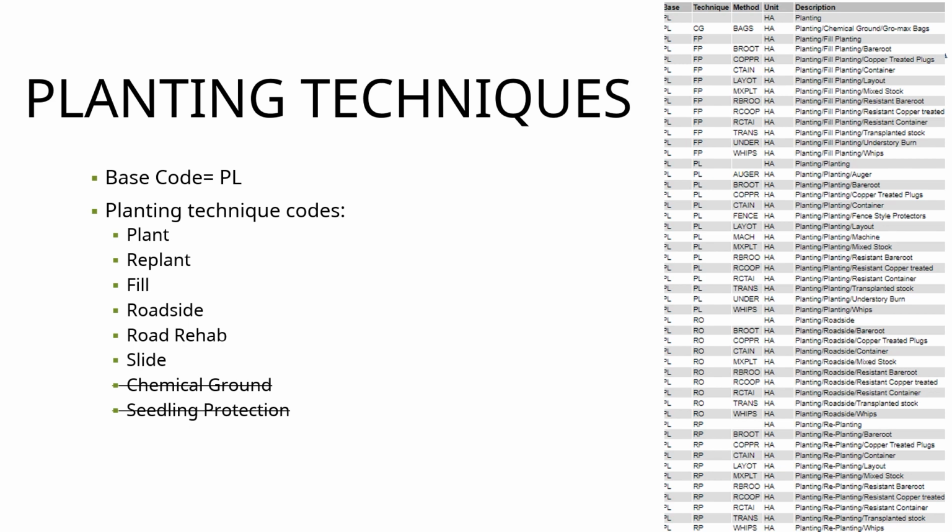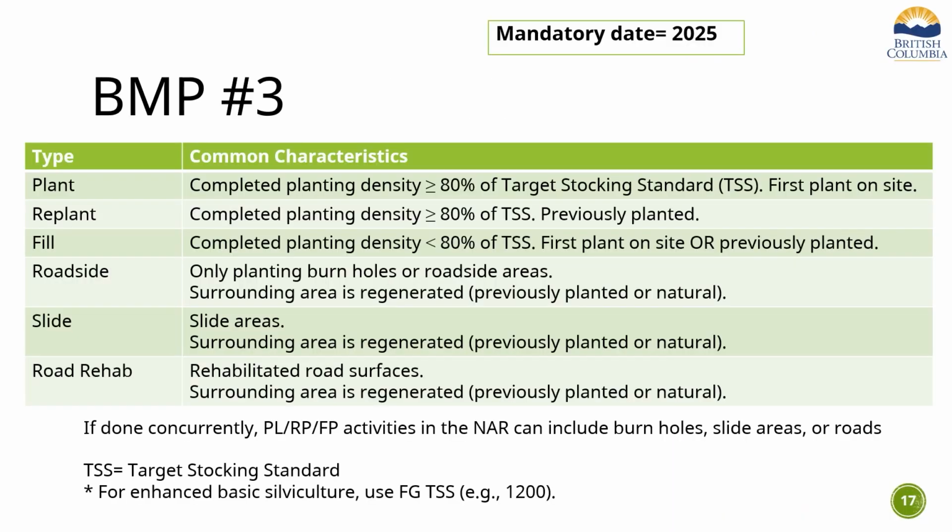Okay, for our third BMP, we are defining the various planting technique codes, and you can see the new definitions on the slide. When we asked licensees in August of 2022 how long it would take to adopt new terminology, the responses were between 6 months and 1 year. So we're planning on incorporating these new definitions into the REIS in 2025. Until then, they will be a best management practice. So what exactly are the definitions?